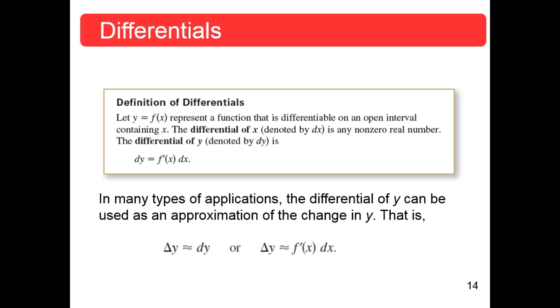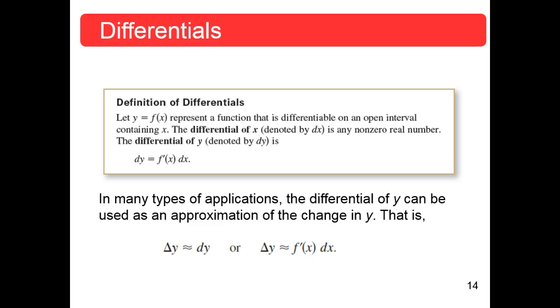Here's your definition of differentials. Let Y equal F of X, right? Good. You got it. Represent a function that is differentiable on an open interval containing X. Everywhere in that X there is a differential. The differential of X, dx, is any non-zero real number. So it can't actually be 0, but it can be very close to 0. The differential of Y, denoted by dy, is F prime of X dx. Okay. All that to get you there. Aren't you glad we took all that time to get there?